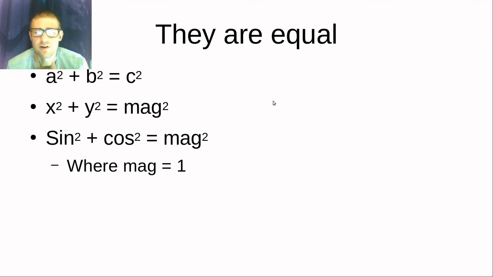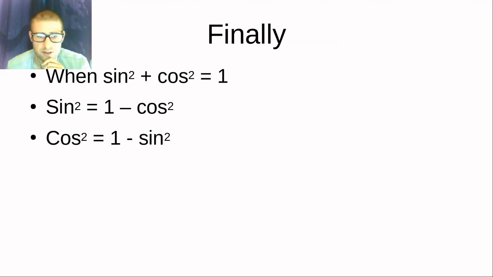So these are all equal formulas. A squared plus b squared equals c squared. X squared plus y squared equals the magnitude squared. Sine squared plus cosine squared is the magnitude squared. And the magnitude is always 1. So sine squared plus cosine squared equals 1. This is where we started.